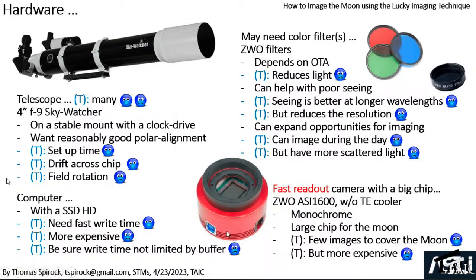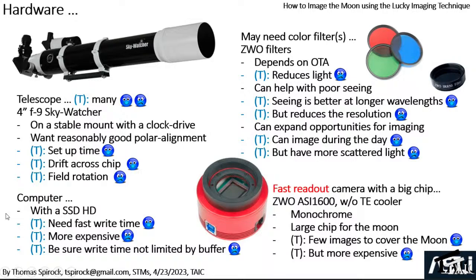You also, of course, need a camera, and specifically a fast readout camera. I happen to use the ZWO ASI 1600 monochrome without a thermoelectric cooler. Again, we need a fast readout camera because we need to take exposures that are on the order of milliseconds or tens of milliseconds at the slowest. I happen to use a monochrome, which is kind of ideal for the moon. It does have a large chip because, as I'll show shortly, I want to take the moon in one image. So I want the entire image of the moon on the chip at once. I don't want to have to take pieces and then put them together later, which is a good trade-off. But of course, the negative trade-off is that bigger chips are more expensive.